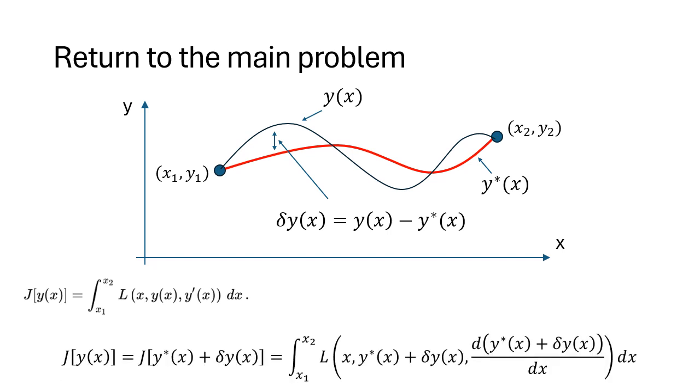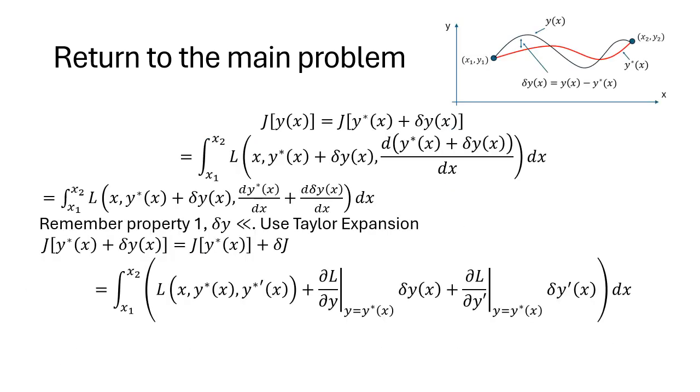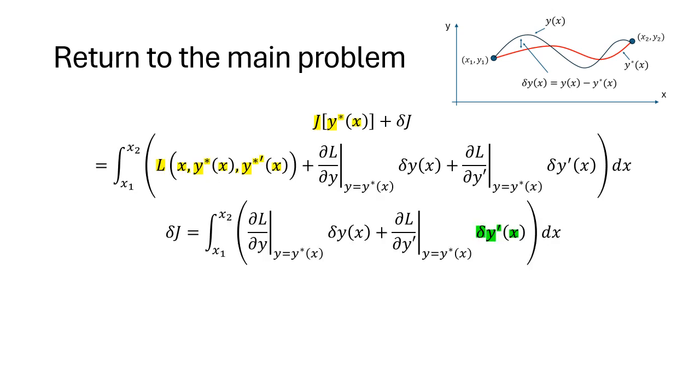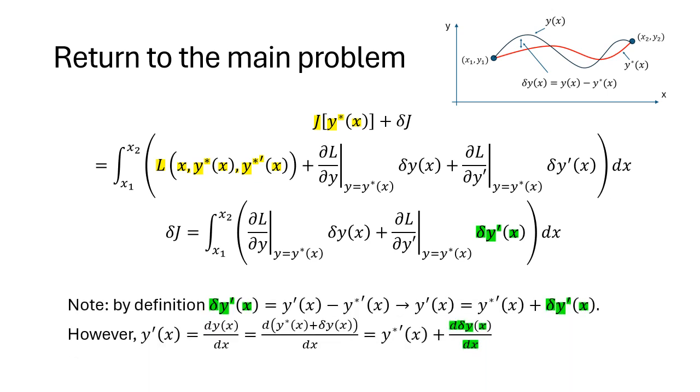Let's rewrite j and emphasize that y is close to y star. The key idea now is to use Taylor expansion. This is justified since delta y is small according to property 1. Before proceeding, a subtle idea should be clarified. Specifically, the derivative of the variation is equal to the variation of the derivative.